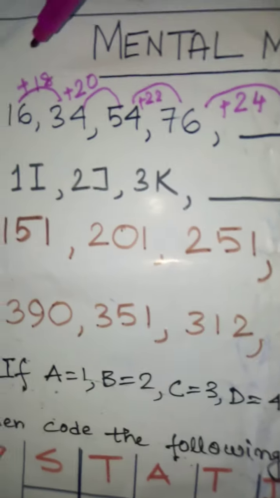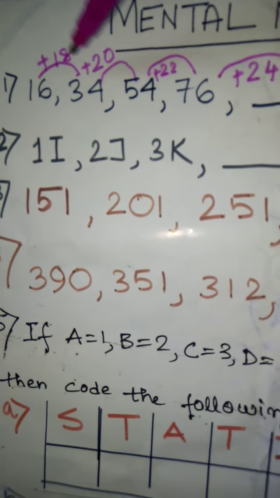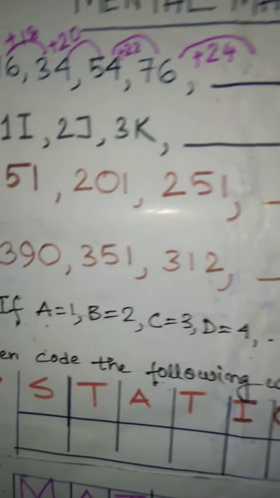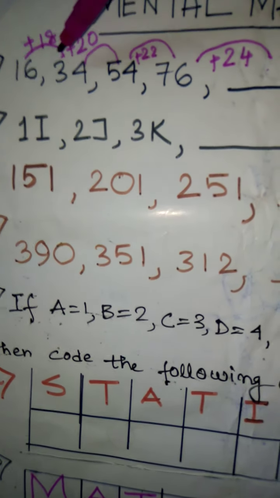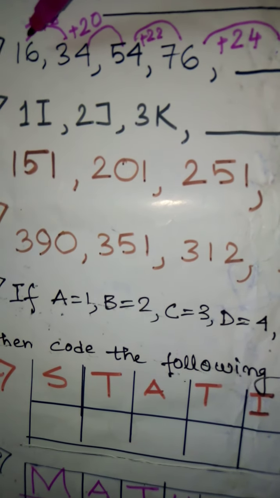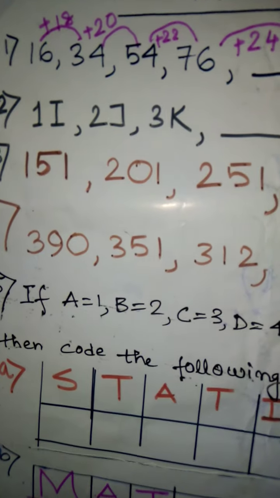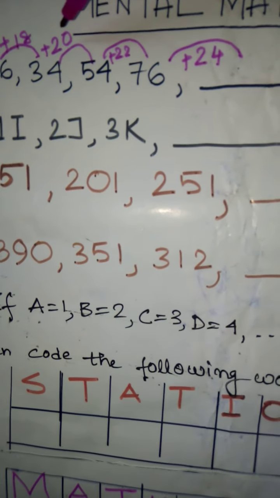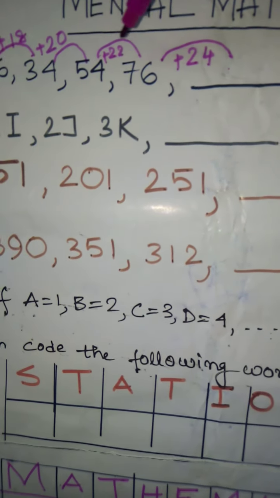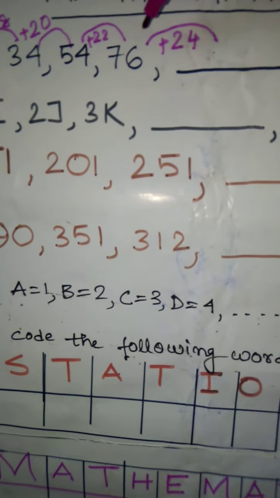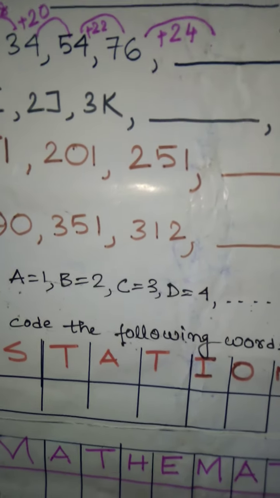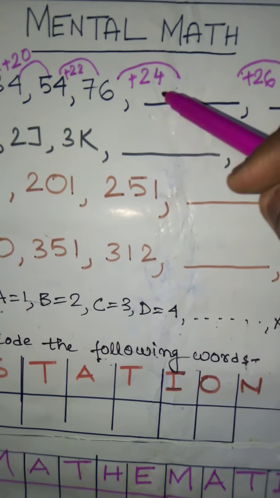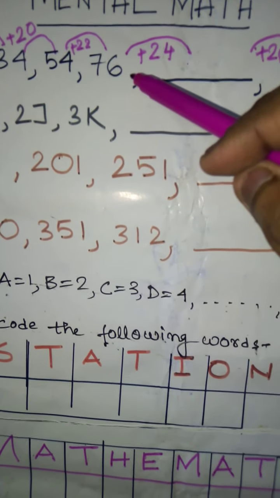As you can see here, it's been given that 16, then the next number is 34, then 54, and 76. Now if you note, the difference between 16 and 34 is 18. Similarly, the difference between 34 and 54 is 20. The difference between 54 and 76 is 22. So the difference between the successive numbers keeps on increasing. So we have found out that the next number will be increased by 24 after 76.